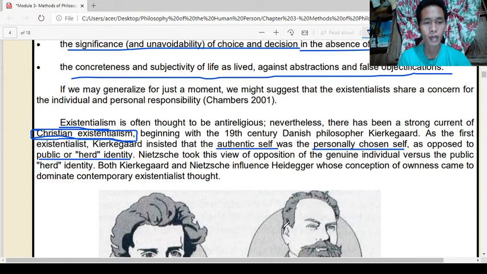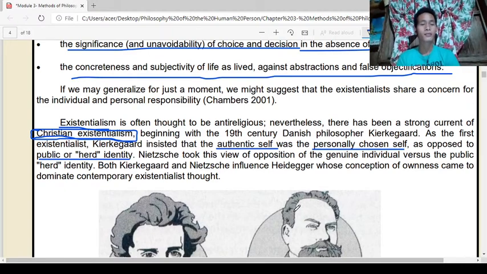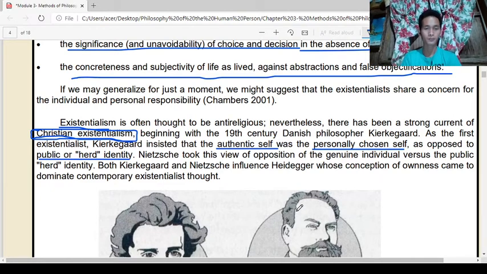So, Kierkegaard insisted or believed that the authentic self was the personally chosen self, as opposed to the public or herd identity. So if you try to understand individuals as to how they act or behave in public, that is not their authentic self. That is their herd identity, because the authentic self is the personally chosen self. Meaning, ikaw mismo sa imong kaugalingon ang nakaila kung unsa ka o kinsa ka nga pagkatao.